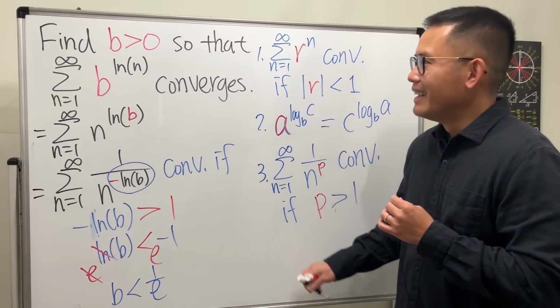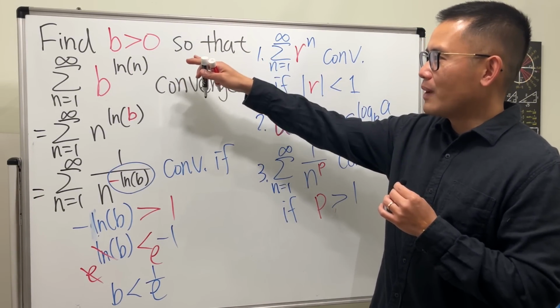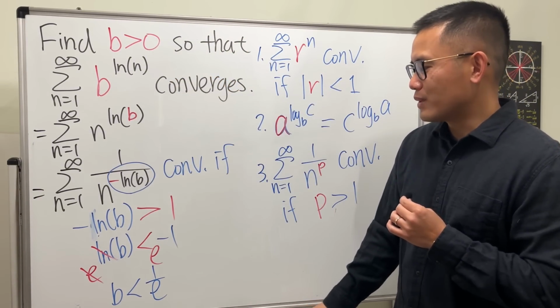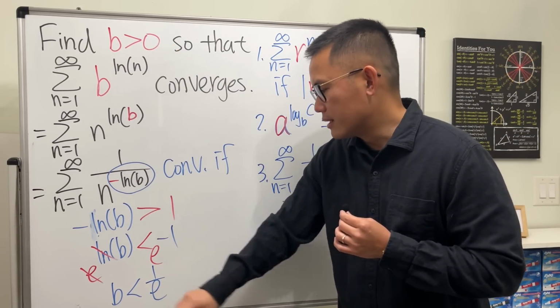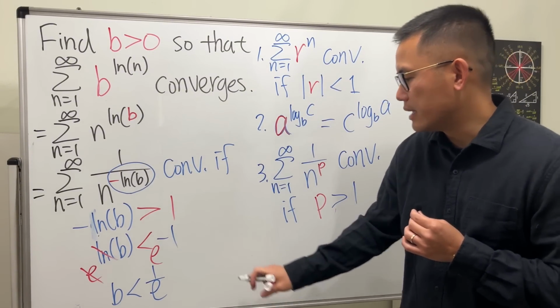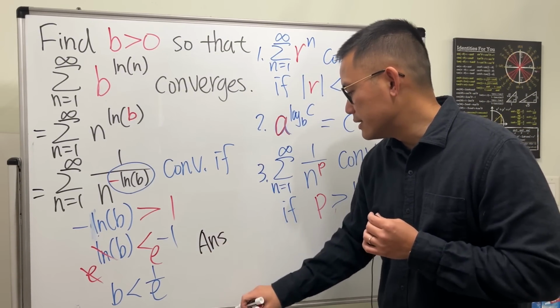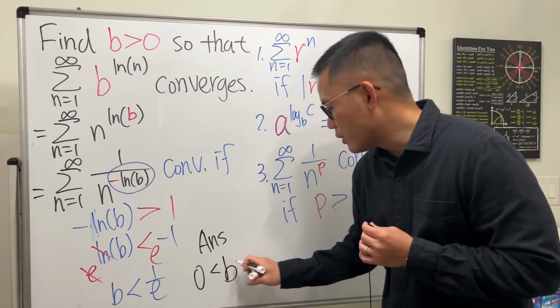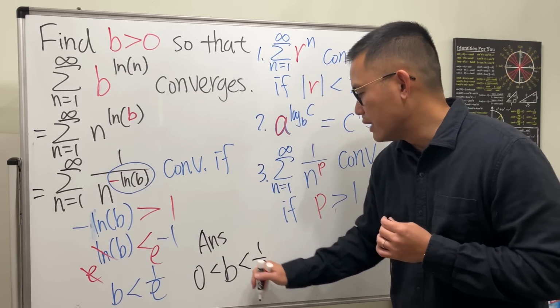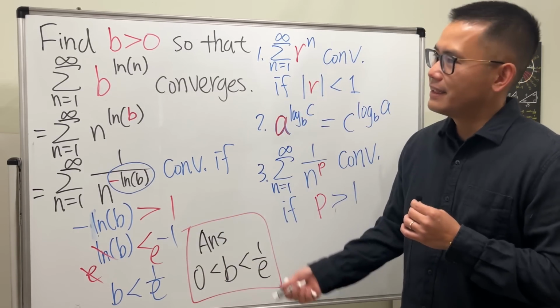So we want to find out all the b values that will make this series converge. Here's the original condition, and then the second condition is that b has to be less than 1 over e. So the answer is that b has to be in between 0 and 1 over e. And this right here is the answer.